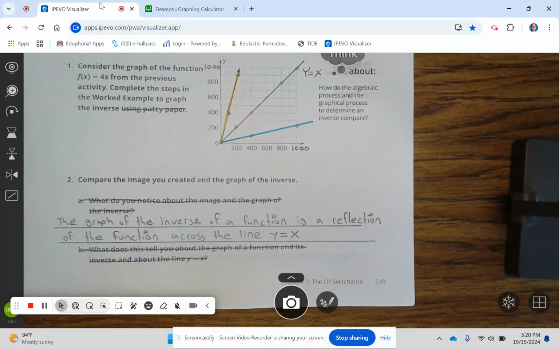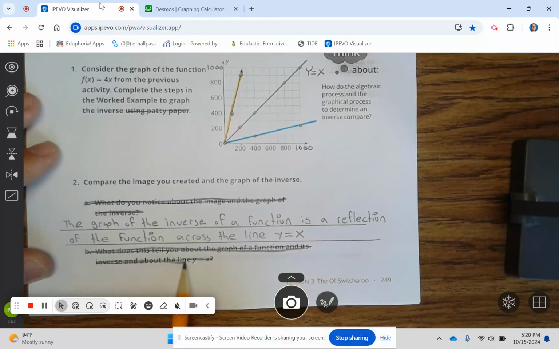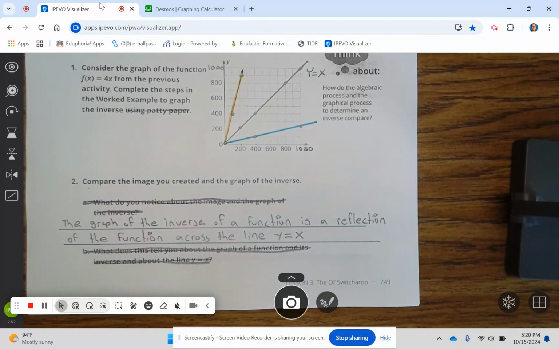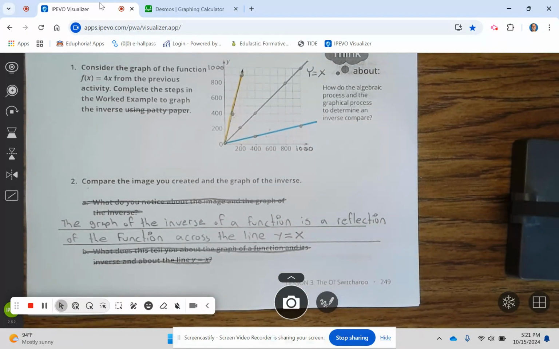All right, 2. Compare the image you created in the graph of the inverse. Go ahead and mark out A and B. And let's address the compare. The graph of the inverse of a function is a reflection of the function across the line y equals x. So you can see that these reflect over each other, or over the line y equals x. All right, let's take a look at the next page.